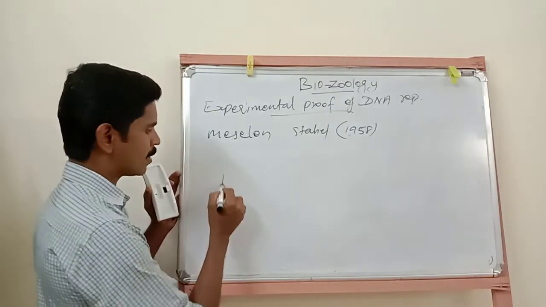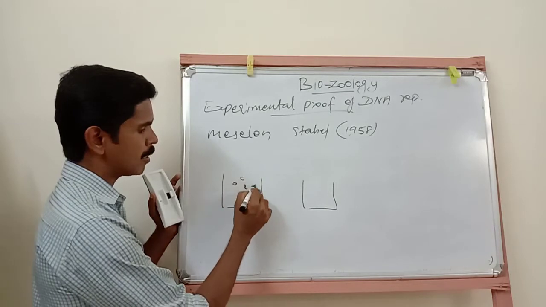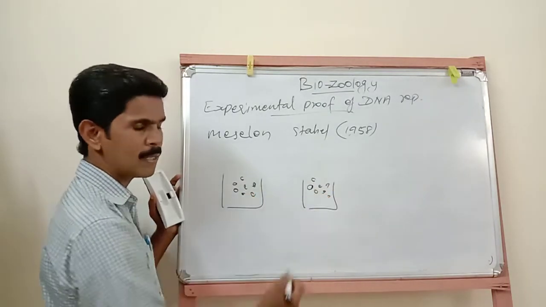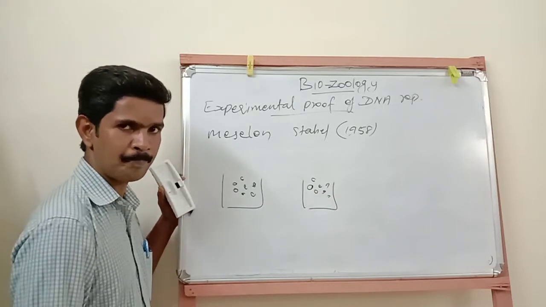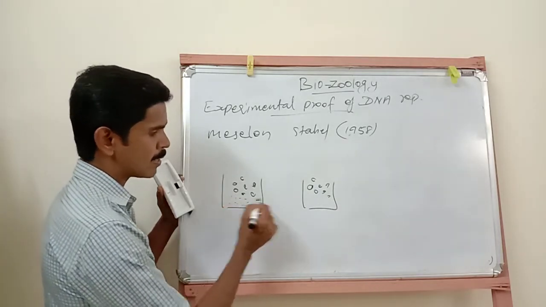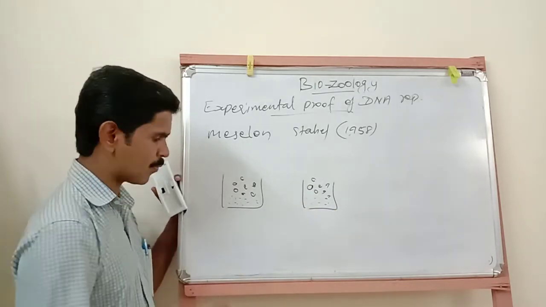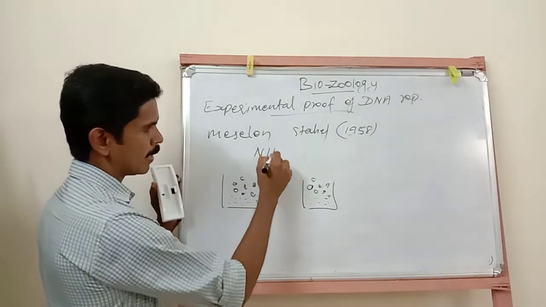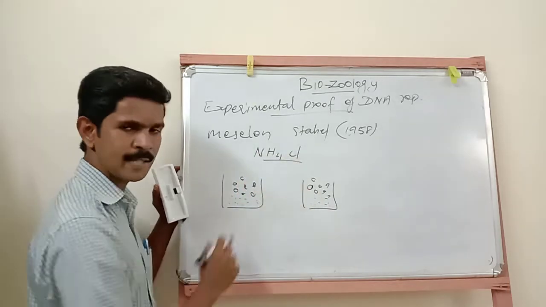First they selected two culture media. In this culture medium they kept many generations of Escherichia coli bacteria, and in this culture medium also they kept many generations of Escherichia coli bacteria. Then in this culture medium they kept one nitrogen source, and here also they kept one nitrogen source. The nitrogen source is NH4Cl. So they kept this NH4Cl in both culture media.